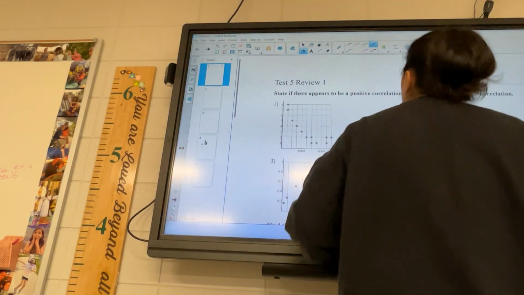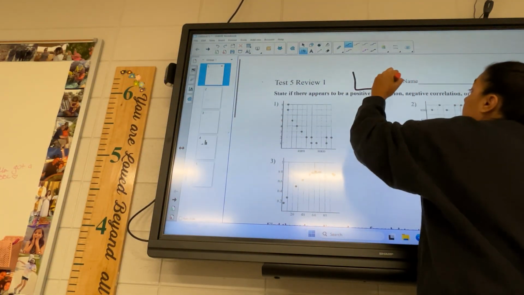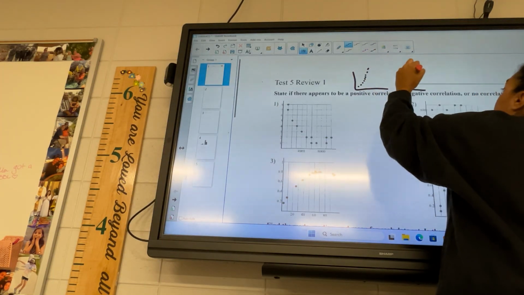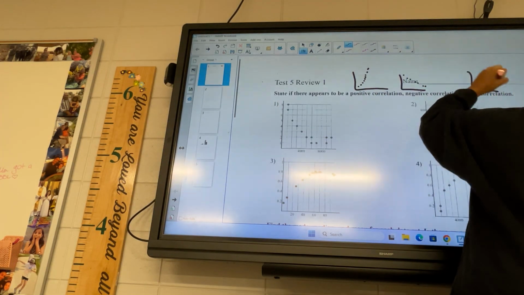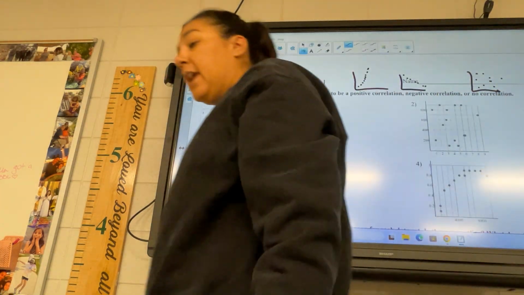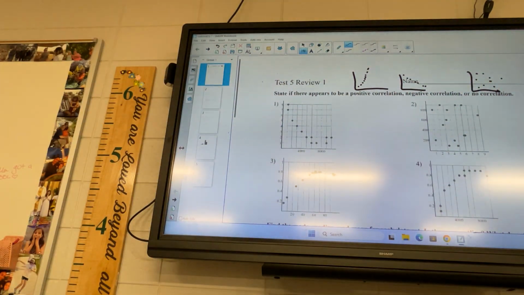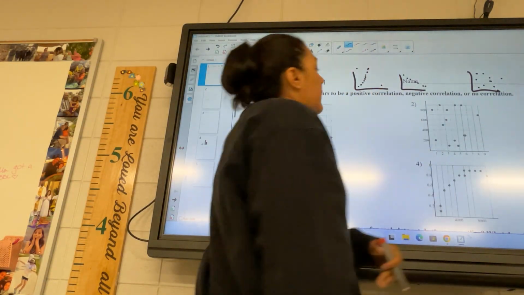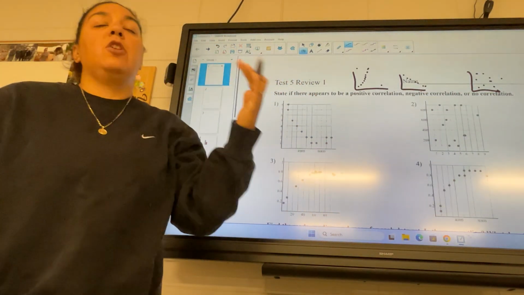Okay, positive looks like this. Overall it's going up. Negative, overall it's going down. And then no correlation, they're just kind of random dots all over the place. However, it's the majority. The majority of the dots are going up. So even on positive, I could have one that's like here and one that's like here, but the majority of them are still going up.